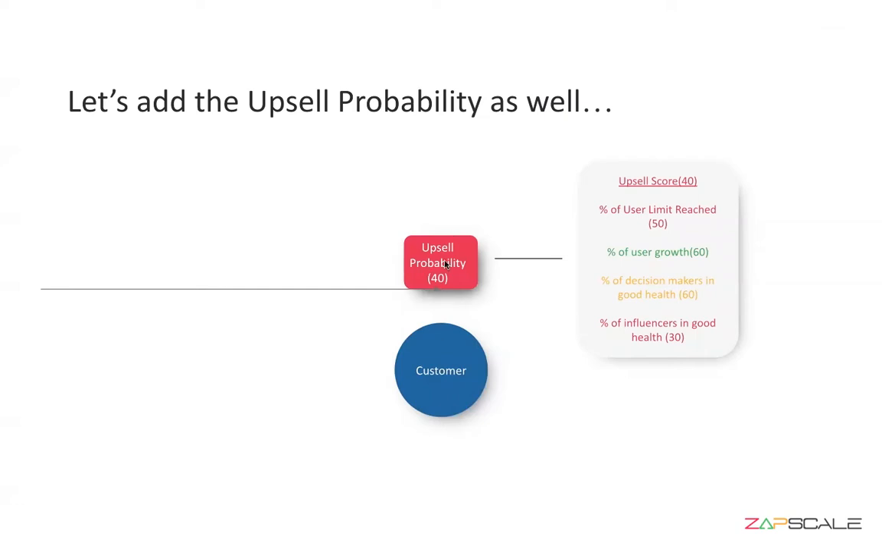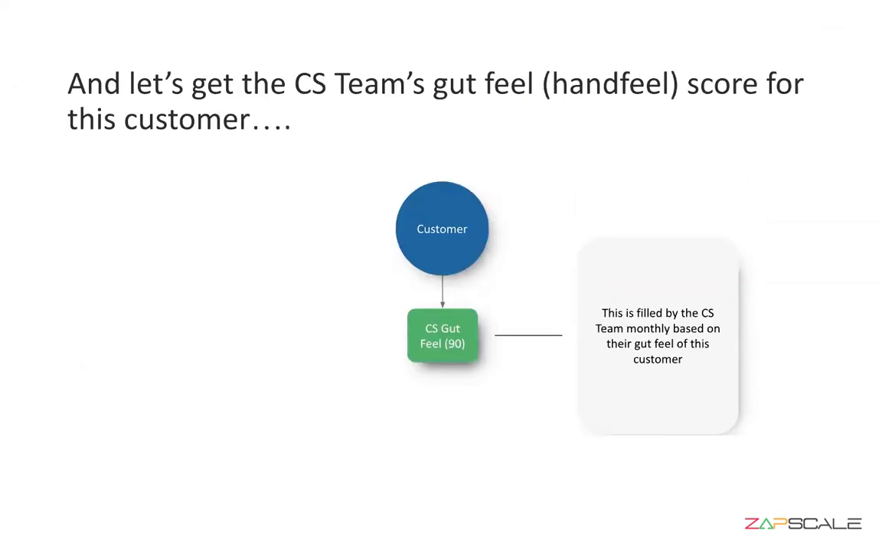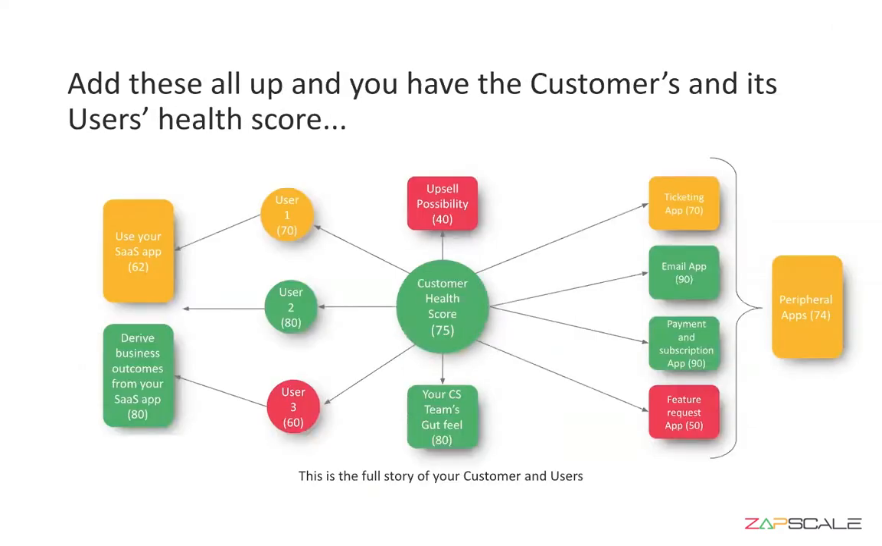So all of this combined together tells you your customer's upsell possibility. For this particular customer, it's not very good because they have not reached the user limit. Also, the decision makers and the influencers are not in very, very good shape or health. The last part of the entire picture is your CS team's gut feel, their intelligence on the basis of their interaction with the customer on a regular basis. They would be putting in the score on a monthly basis. So all of these put together, you would have your customer's health score. And this is one customer's health score.